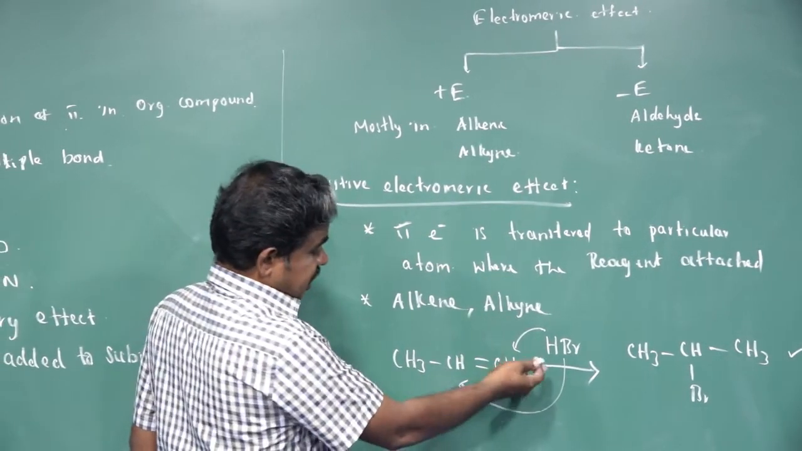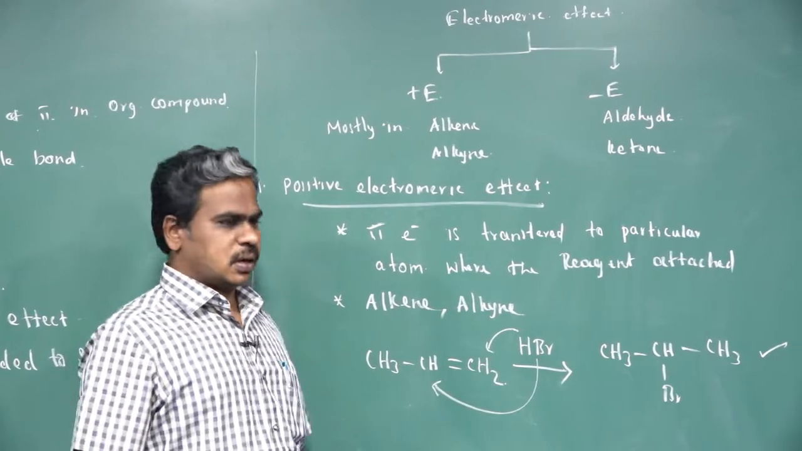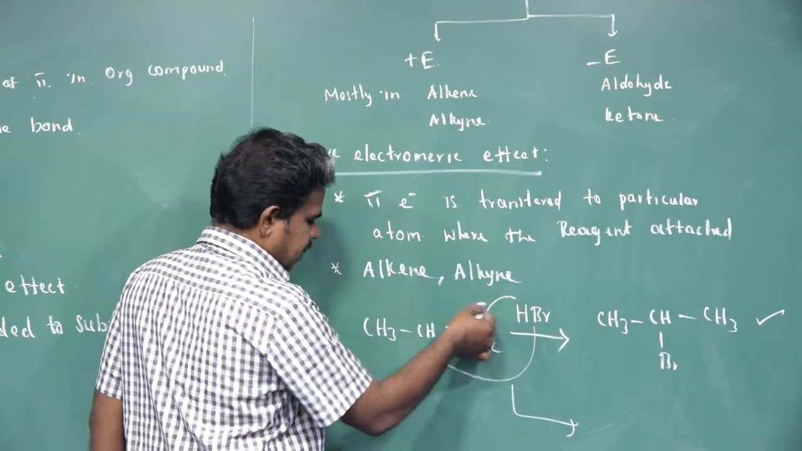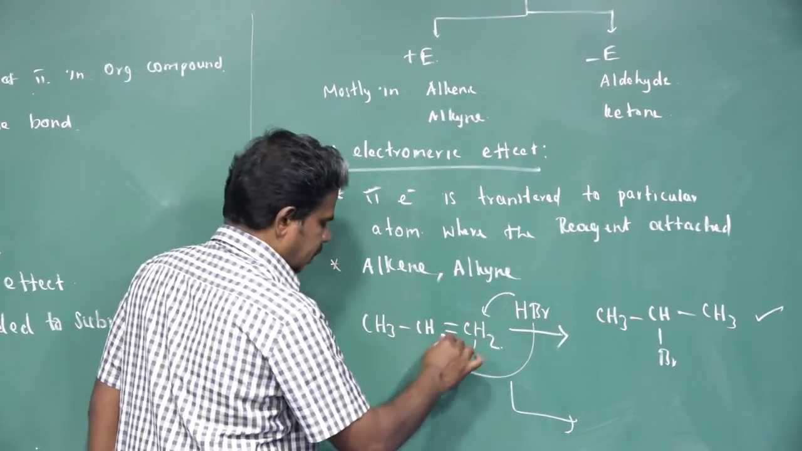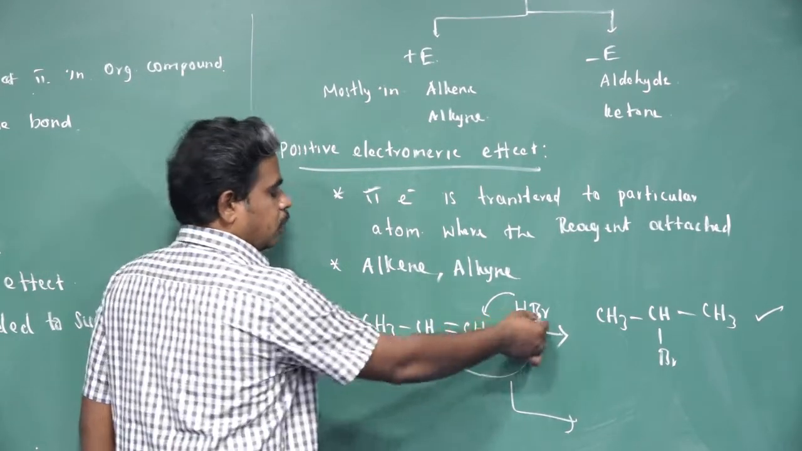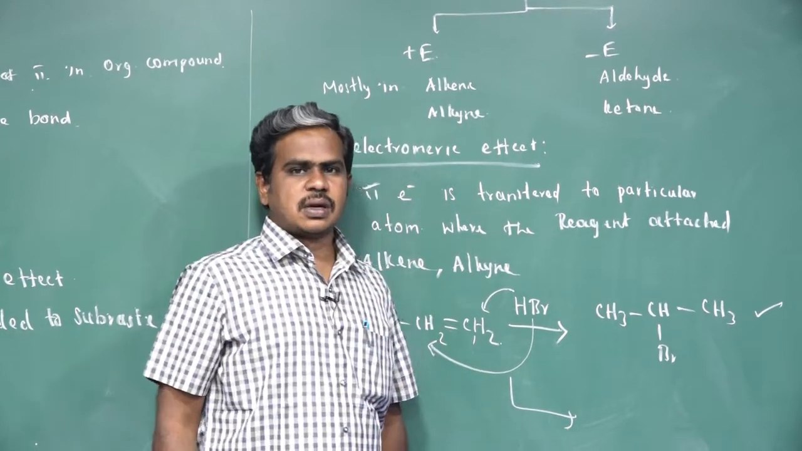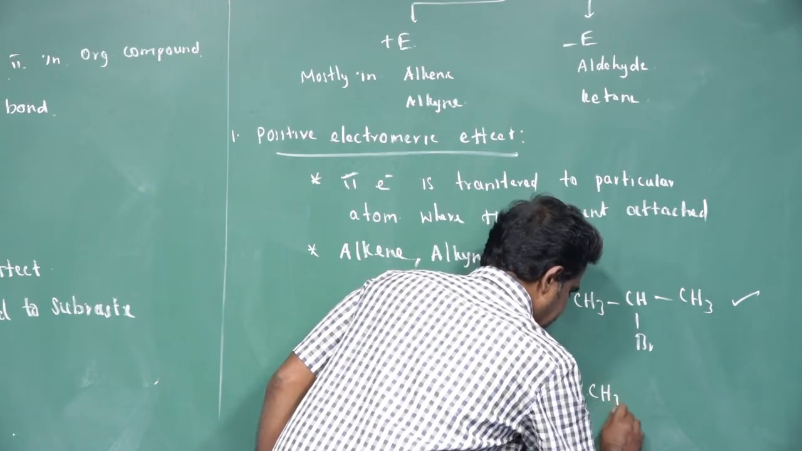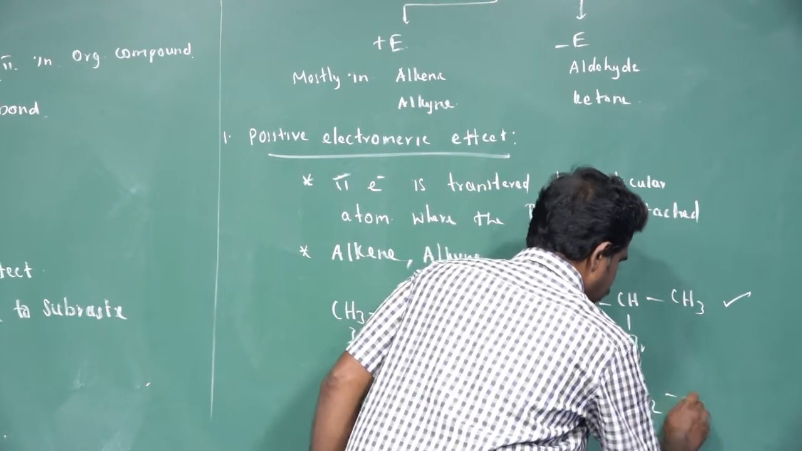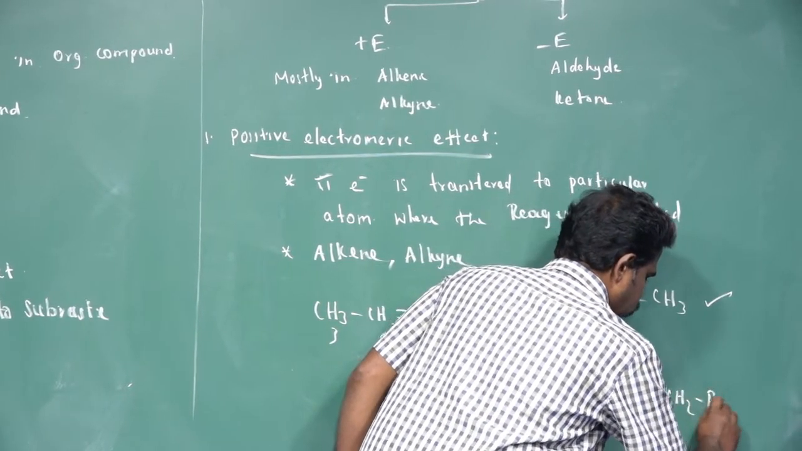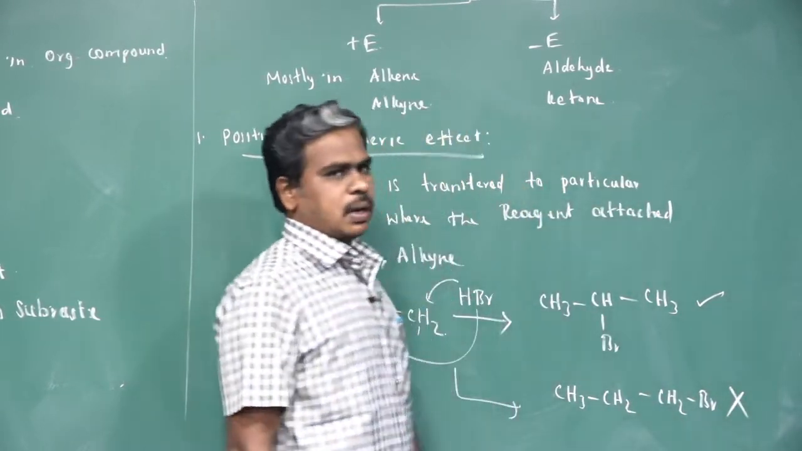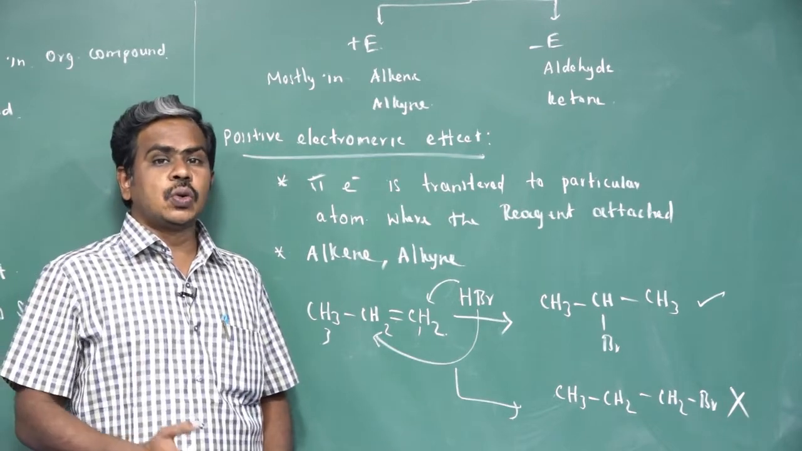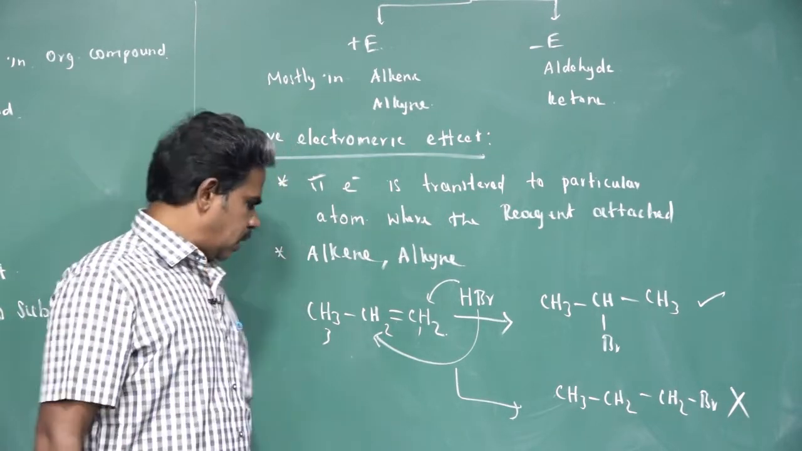Then why is the opposite not possible? Suppose hydrogen is going to the second carbon and bromine is going to the first carbon, that is CH3, CH2, CH2Br. It is not possible. Why? Because of inductive effect.